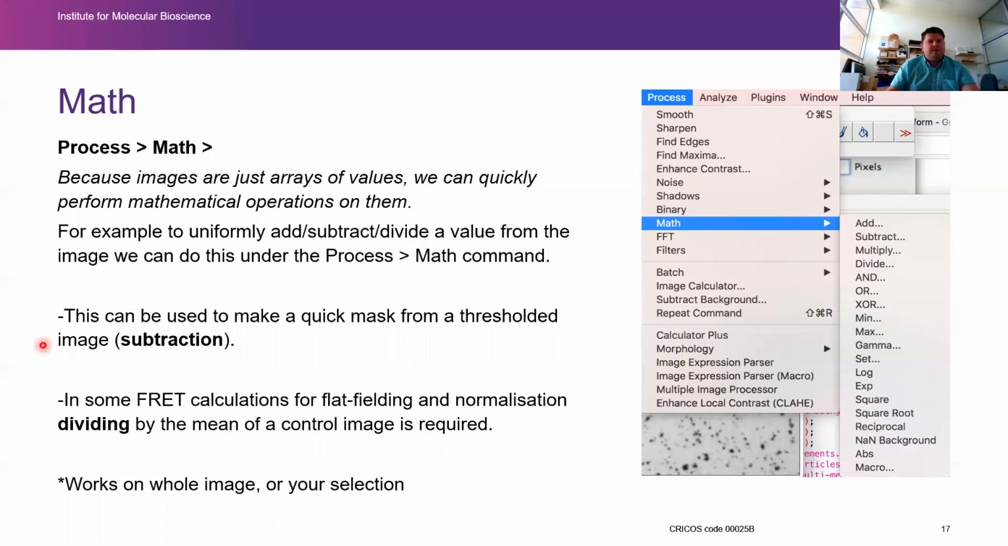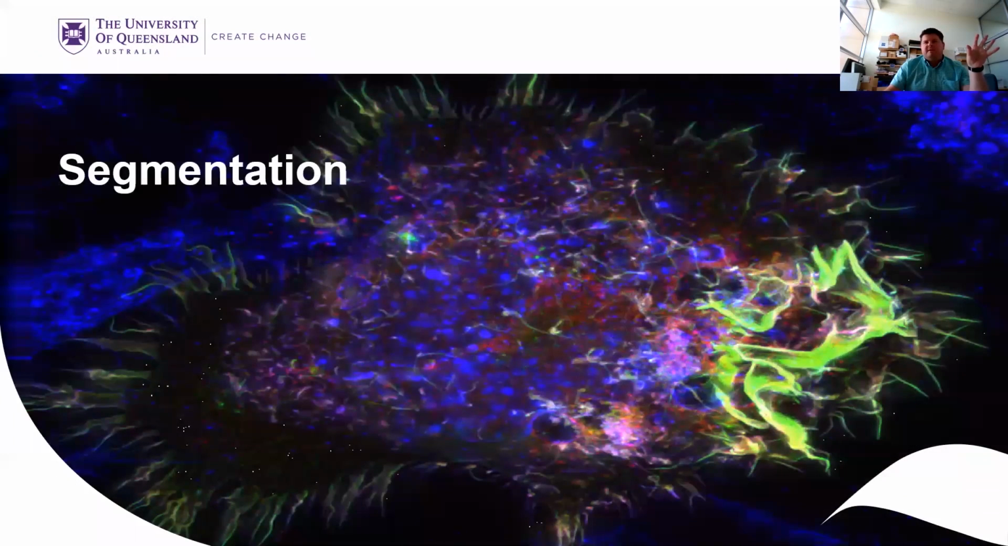The other thing is when you're doing some FRET imaging, you might need to do additional flat fielding and normalization where you divide by the mean of some control image. You can do that here under divide. So this works on the whole image or just your selection that you've done. And so there's some of the pre-filtering steps that you can do. There are more, but they're the common ones.